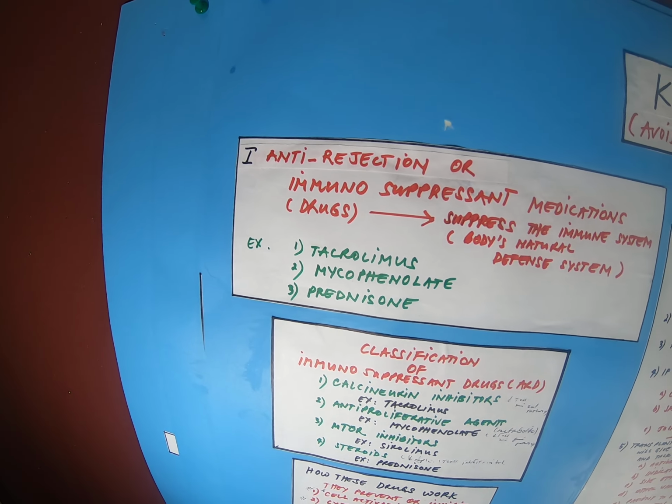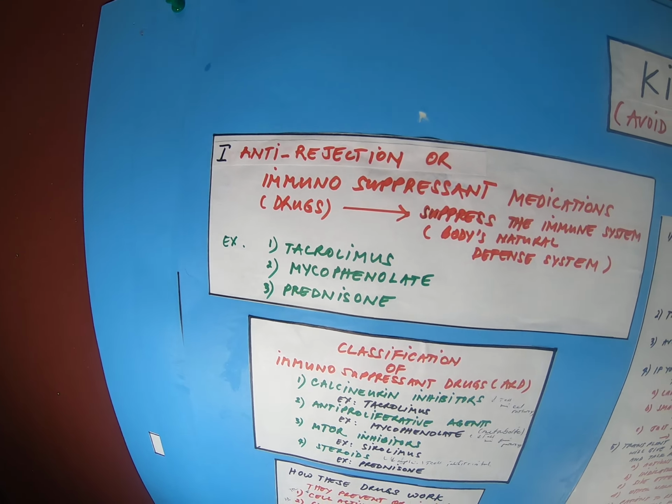Anti-rejection or immunosuppressant medications, what are they? Well, they suppress the immune system, which is the body's natural defense system. I have an example here of a patient taking 3 anti-rejection medications. We have the tacrolimus, mycophenolate, and the prednisone. And we have here a classification of immunosuppressant drugs.